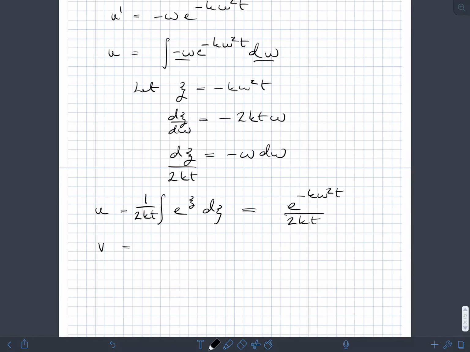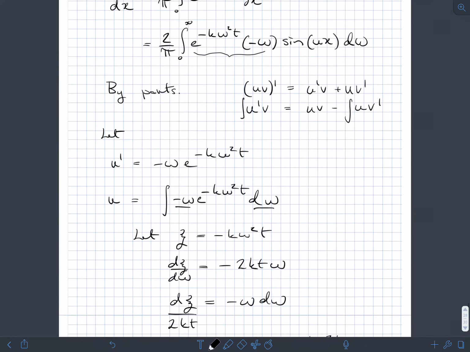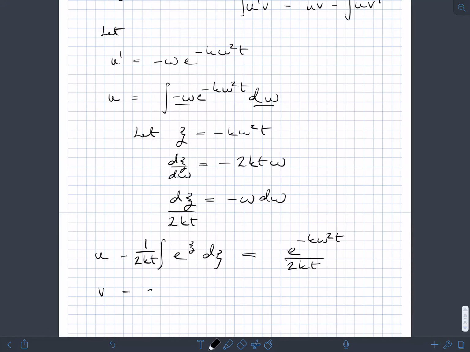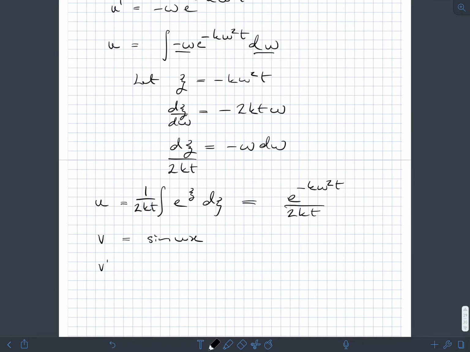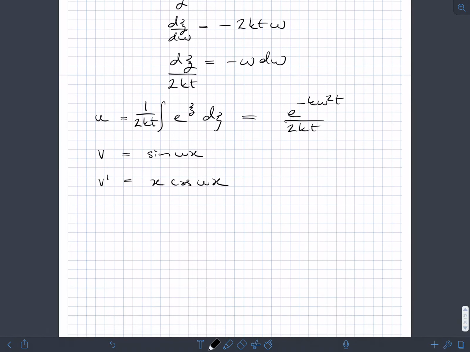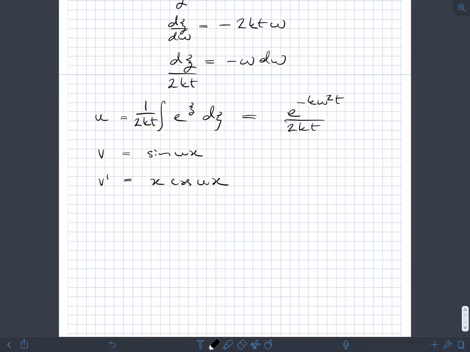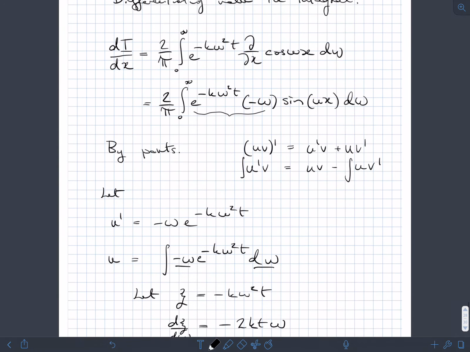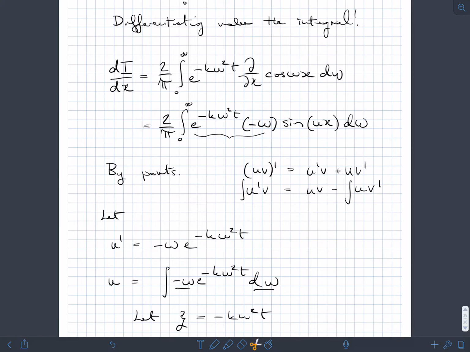My v was, what was my v? It was sine omega x. And my v dash is just going to be equal to, well, the derivative with respect to omega this time, so it's going to be x cosine omega x. Sweet. Now I'm going to construct this integral, construct this by parts formulation. So it's this guy that I'm doing by parts with respect to.